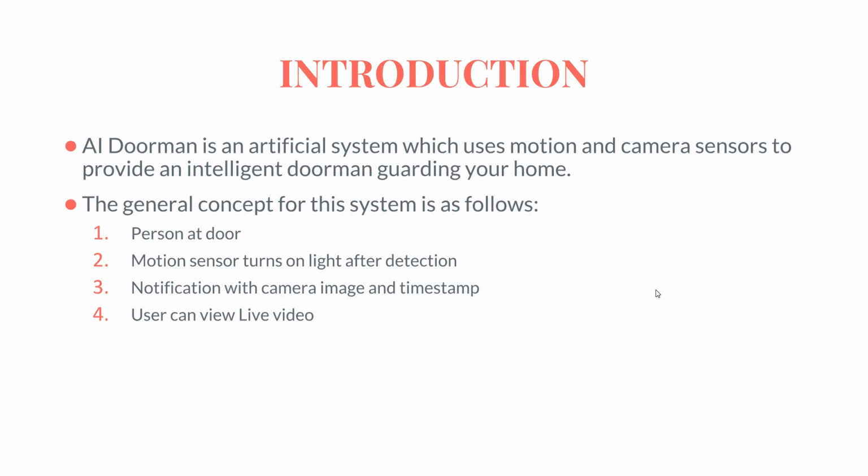Okay. So AI Doorman is an artificial system. Uses motion detecting and a camera sensor. Basically, it's like a doorman. Someone comes to your house, it takes a picture of them and lets you know who's there. So the general concept is that there's a person at your door. Motion sensor turns on once it reaches a certain place, and then a notification with camera image and a timestamp will be sent to you, and then from that you'll also be able to see live footage of whoever is there.